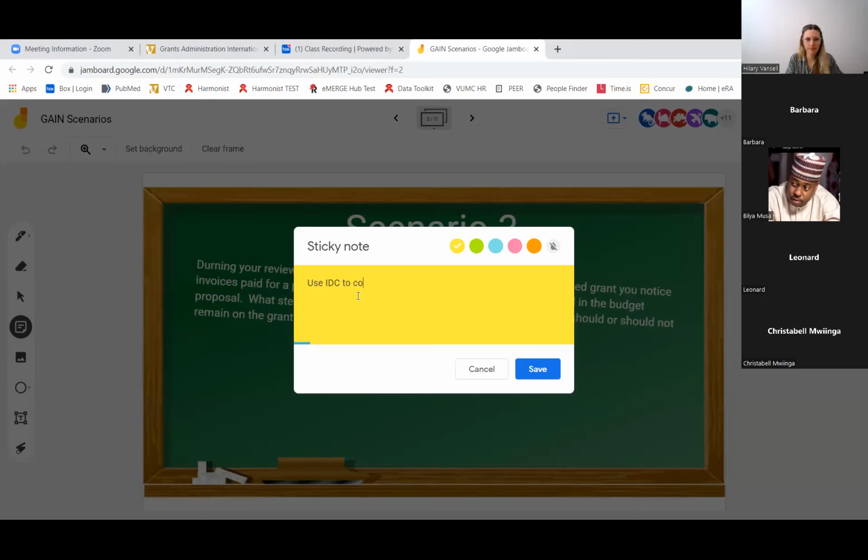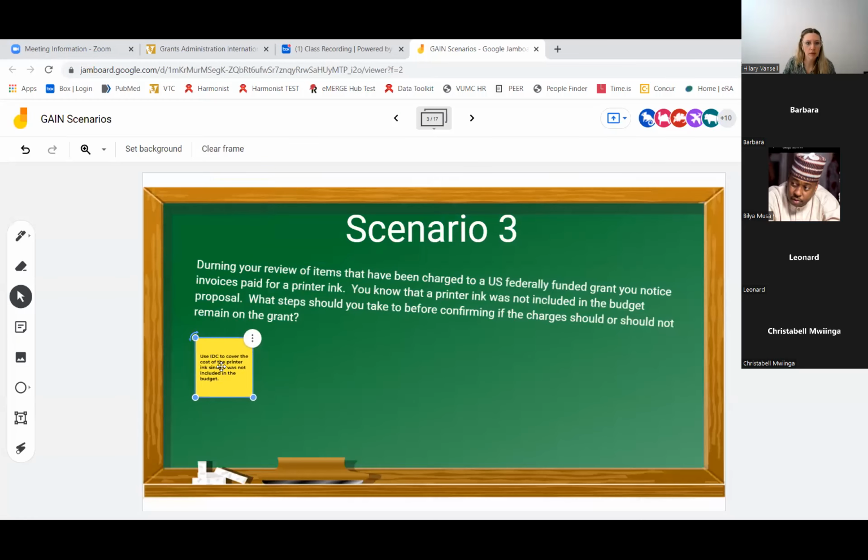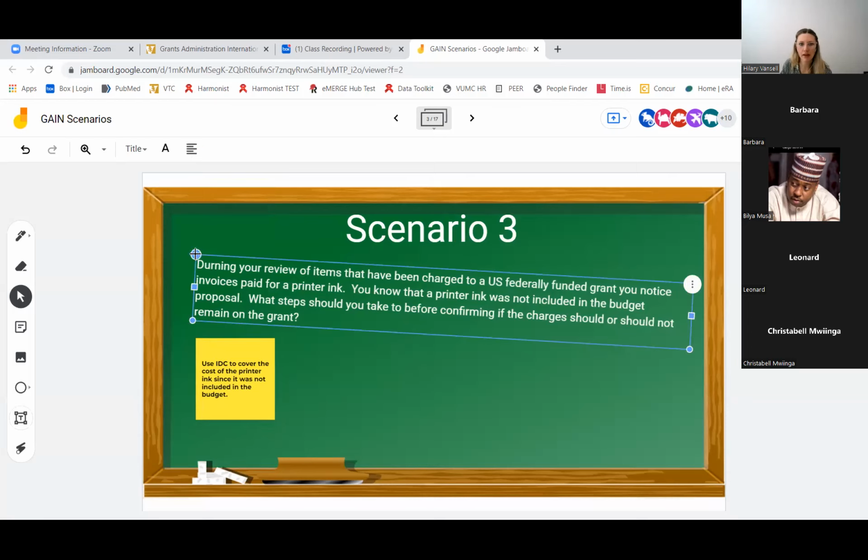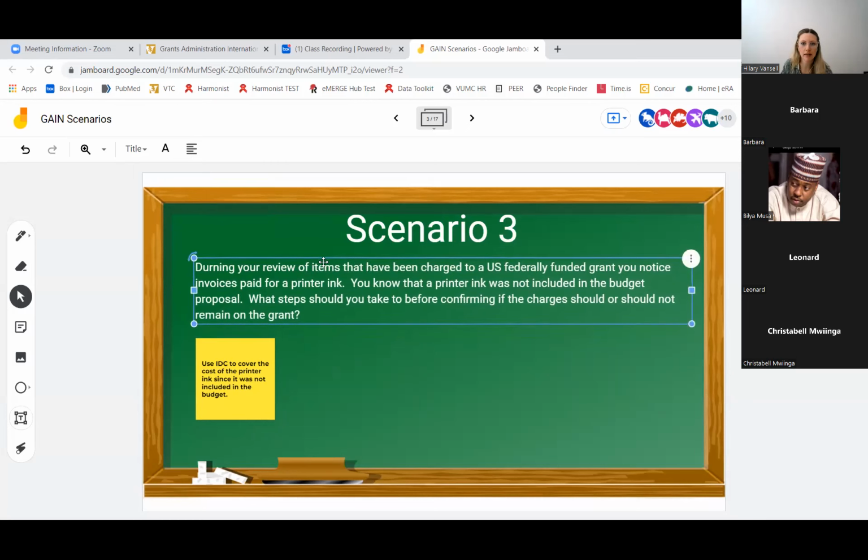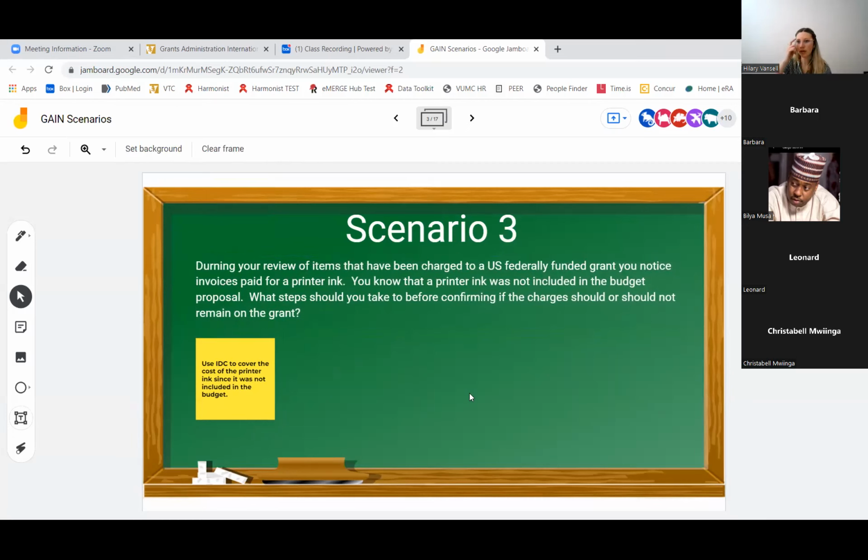Yeah. About the cost of the printer, unless there are other funds that will support that. Yeah, no, I think that's a great answer, Bilia. It's possible, though, that... Leonard, did you want to add something? Yes, sir.